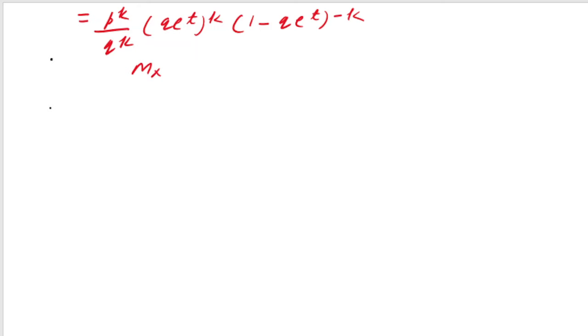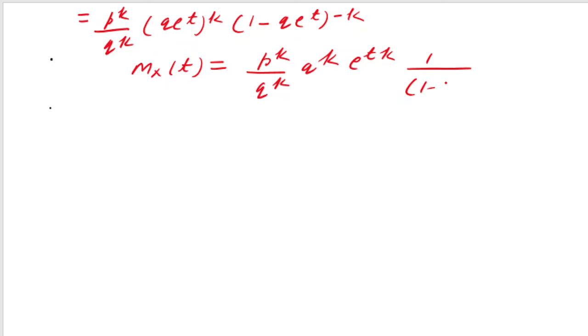So what is mxt I have got? If you look at this expression, from this you are getting q to the power k, and if you look at this power, you have q to the power k, so that will be cancelled. And let me write it. So it will be like p to the power k, q to the power k into q to the power k e to the power tk, and this can be written as 1 by 1 minus q e to the power t to the power k.